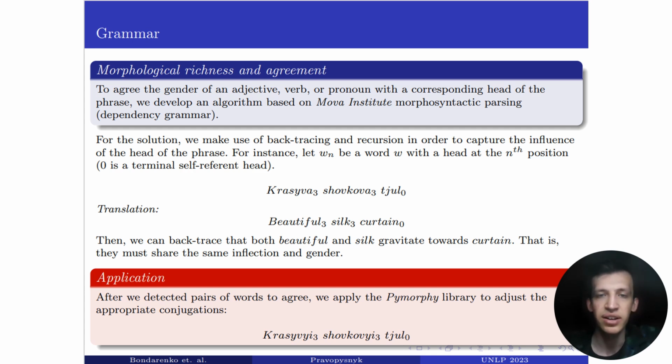So, for example, take a look at the sentence красиво, шелковый тюль. In it, тюль is of masculine gender, while both красиво and шелково are put in feminine gender. So, in order to agree adjectives with the appropriate gender, we make use of the Pymorphy library. Pymorphy helps us adjust the appropriate conjugations if we pass the appropriate parameters.